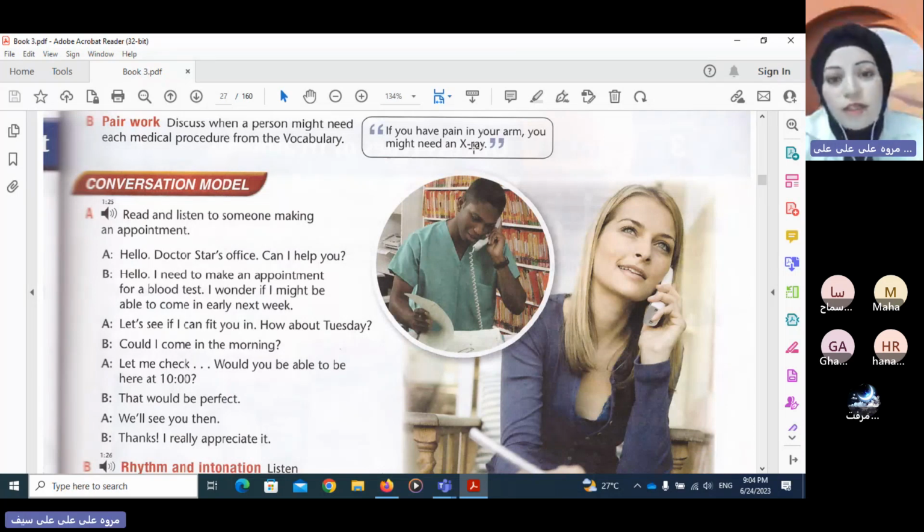All right. So let me ask you first. If you have pain in your heart, what might you need exactly? Try to remember the medical procedures we studied last session. If I have pain in my heart, what might I need? What kind of medical procedure might I need? Try to remember the medical procedures.